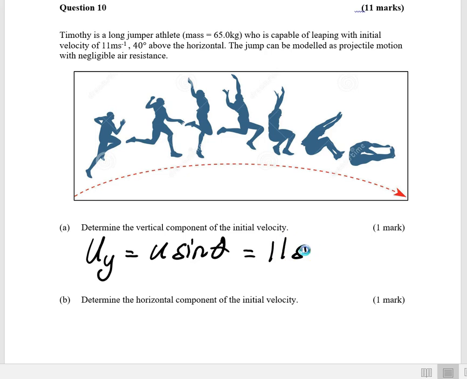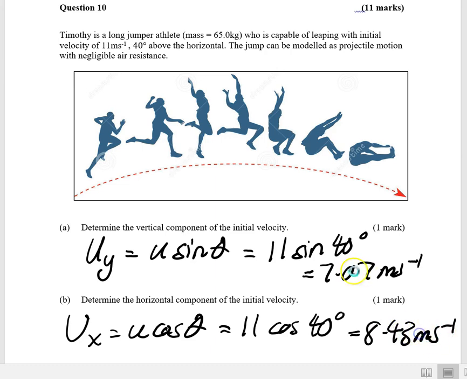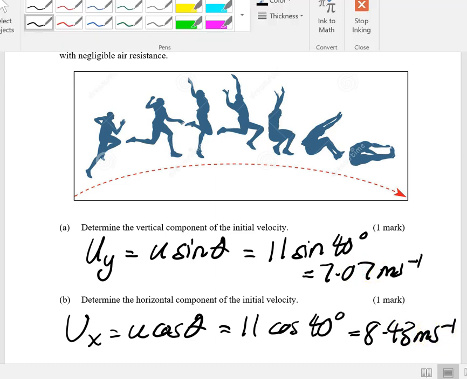Alright, so this is 11 sine of 40 degrees, 7.07 meters per second. And the second part, the horizontal part, ux is u cosine of theta. Again, you cannot afford not knowing this. So this is 8.43 here. So the two answers that we want are 7.07 and 8.43.